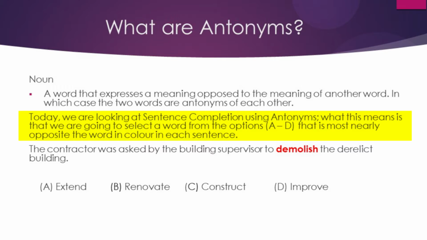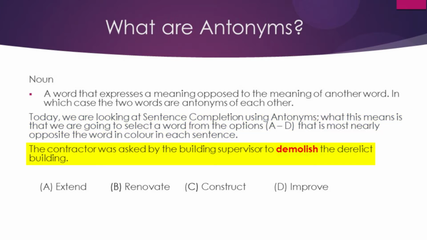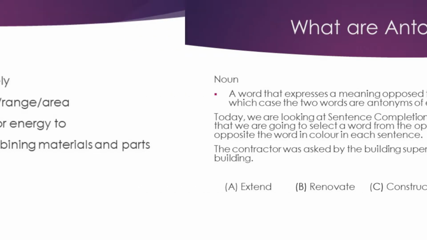So let's go. So we're going to do 5 sentences today, starting with sentence 1. The contractor was asked by the building supervisor to demolish the derelict building. The word in color is demolish. We have 4 options. Option A, extend, B, renovate, C, construct, and D, improve. Now, what we want to do is first of all understand what these words mean before we can determine which is most opposite to the word in color.